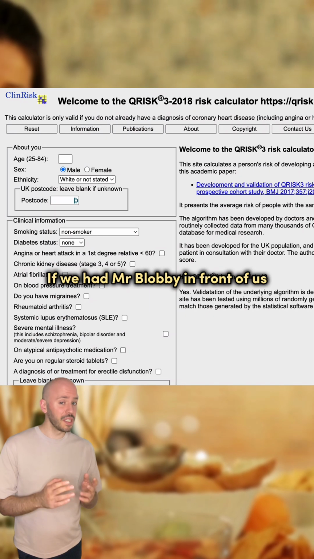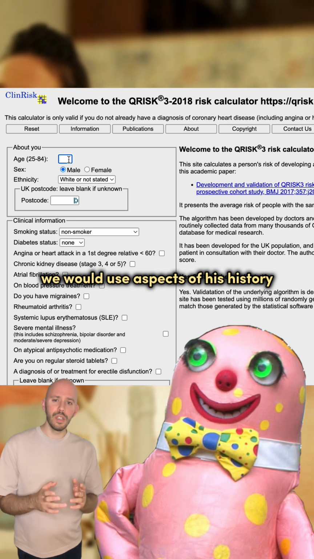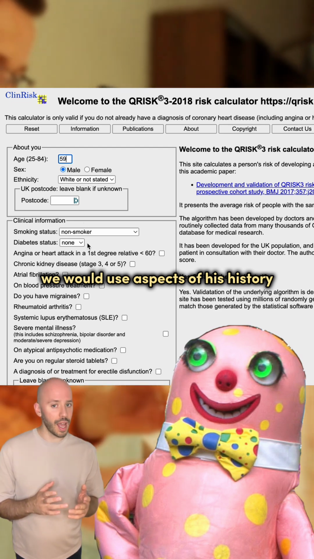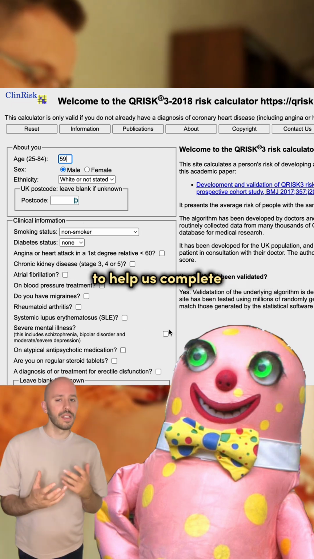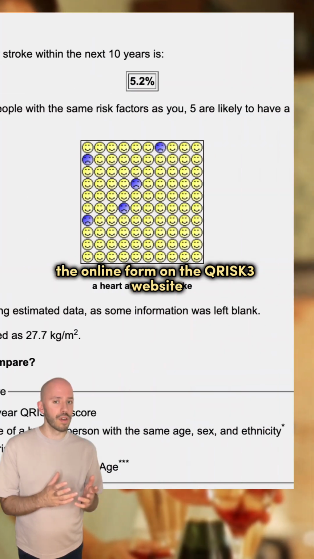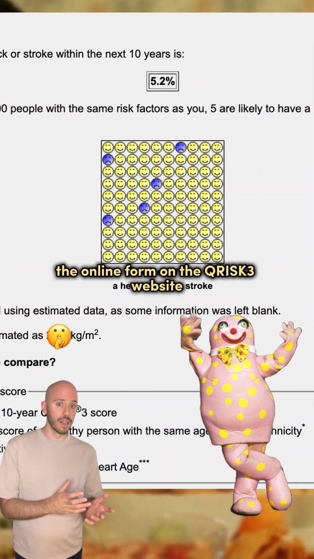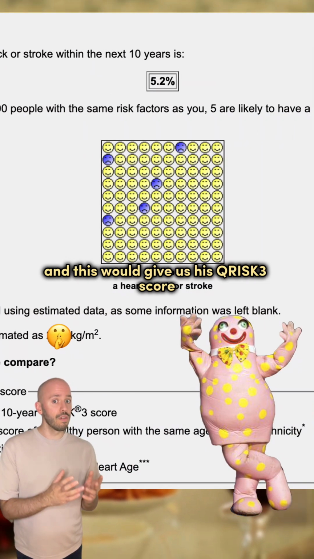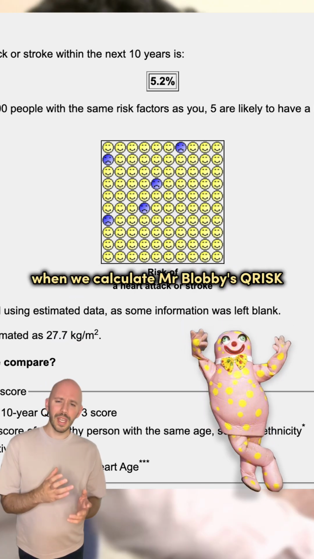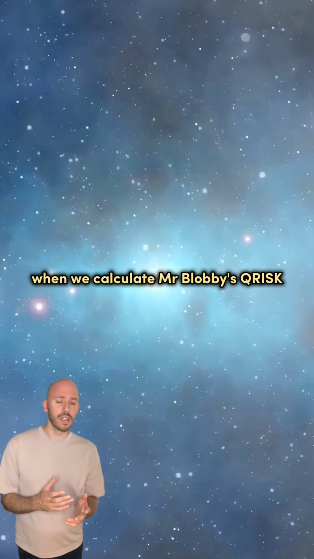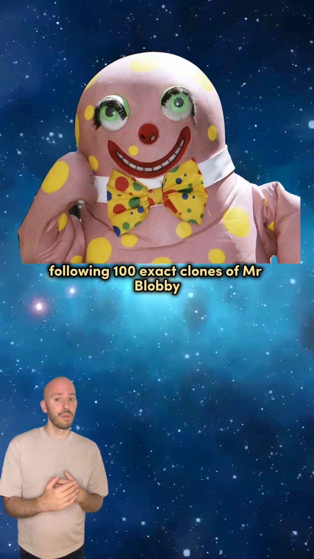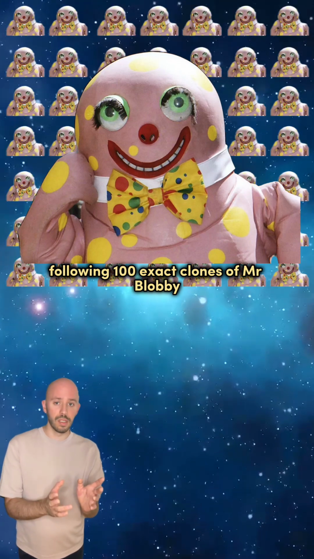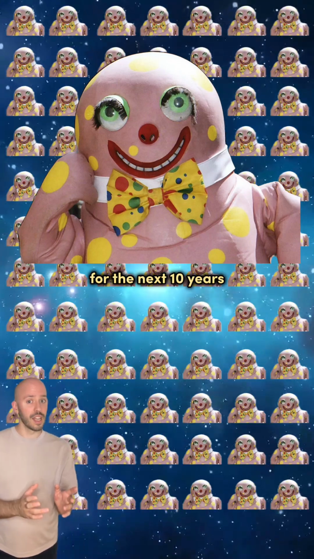If we had Mr. Blobby in front of us, we would use aspects of his history and a series of questions to help us complete the online form on the QRISK 3 website, and this would give us his QRISK 3 score. When we calculate Mr. Blobby's QRISK, we're imagining ourselves following 100 exact clones of Mr. Blobby for the next 10 years.